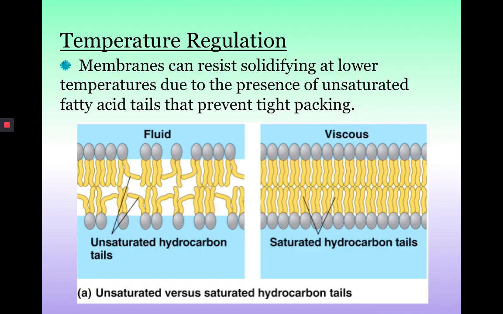So we can see that phospholipids are going to need to interact, and we need to maintain a certain membrane fluidity. So you need to make sure you recognize that, like, membrane fluidity we don't want it to be too fluid and we don't want it to be too solid. So we can't get too warm or too cold. There needs to be a way of maintaining our membrane fluidity. Now, one of the ways that we can regulate our membrane fluidity is by changing the constituents that the membranes are made out of. So membranes can resist solidifying at lower temperatures due to the presence of unsaturated fatty acids that prevent tight packing.